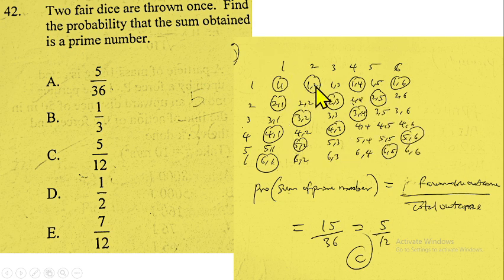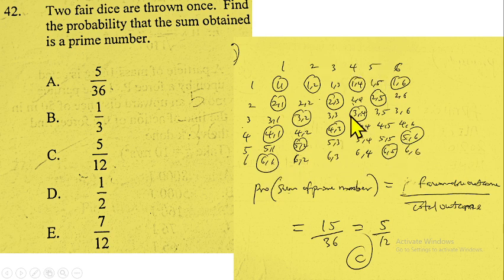So 1 1, 1 2, up to 6 6. Then the sum obtained is a prime number. So 1 plus 1 will give us 2, 2 is a prime number. 1 plus 2 is 3, prime number. 1 plus 4 is 5, prime number. 1 plus 6, prime number. 2 plus 1, prime number. 2 plus 3, prime number. 2 plus 5, prime number. 3 plus 2 is a prime number. 3 plus 4, prime number. 4 plus 1, prime number. 4 plus 3, prime number. 5 plus 2, prime number. 5 plus 6, prime number. 6 plus 1, prime number. 6 plus 5, prime number.